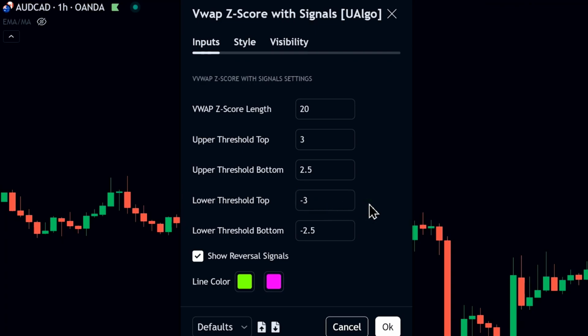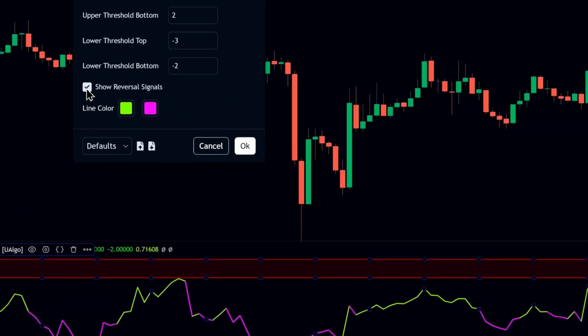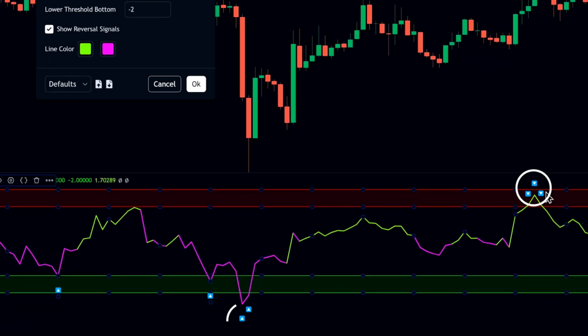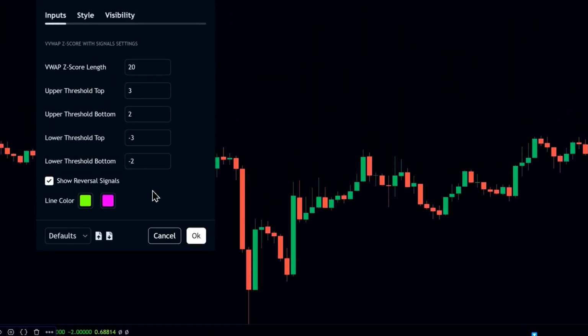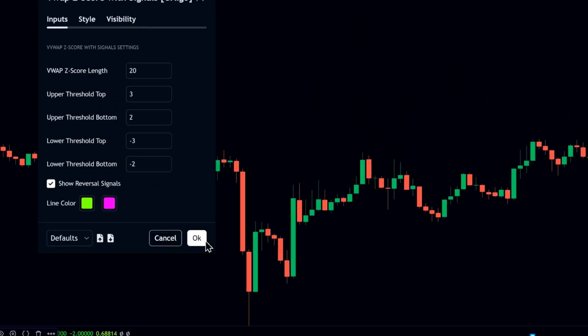For this video, we'll set the upper threshold bottom to 2 and the lower threshold bottom to -2. Also, be sure to enable the show signals option so that buy and sell signals are displayed on your chart. Once you've adjusted everything, click OK to apply the settings.